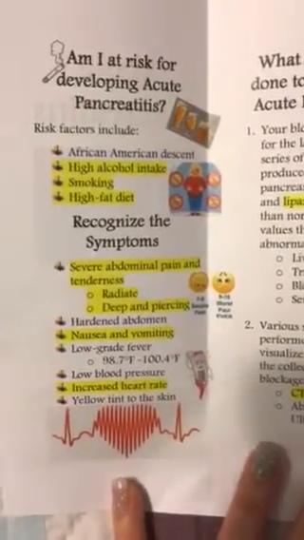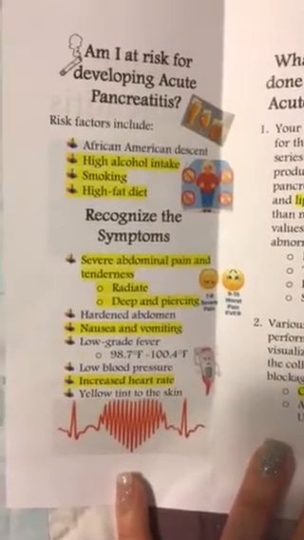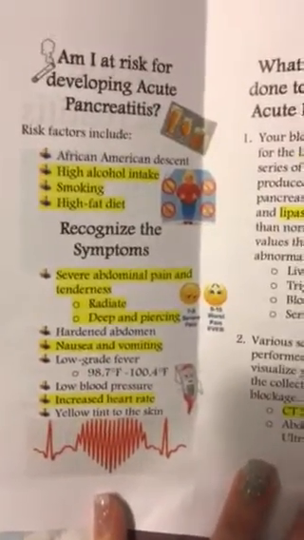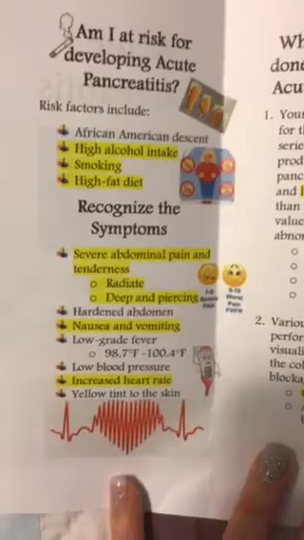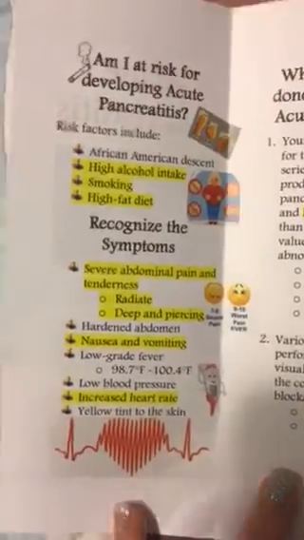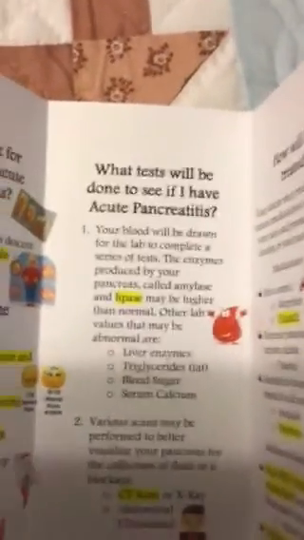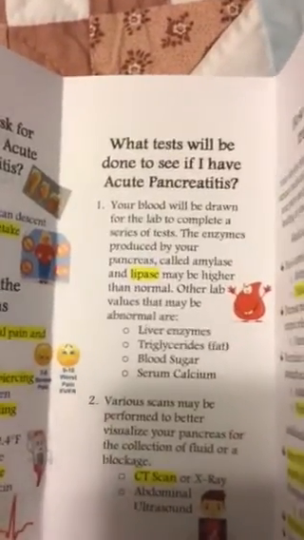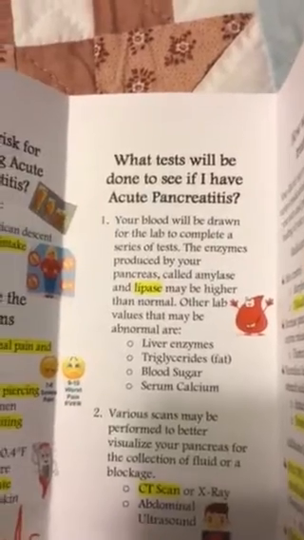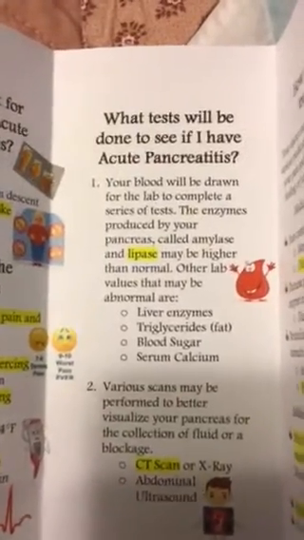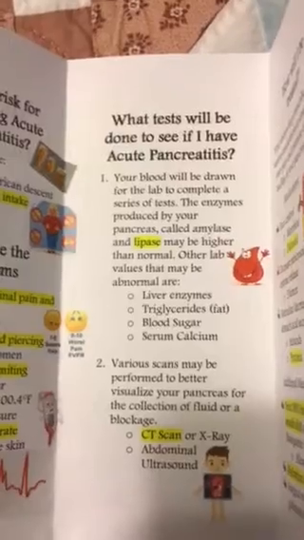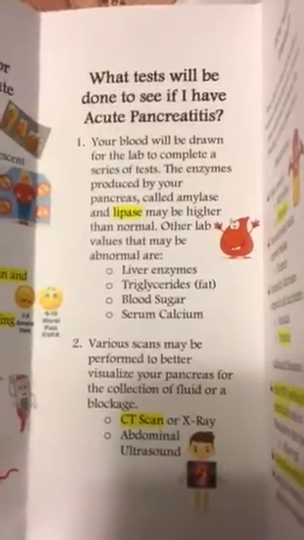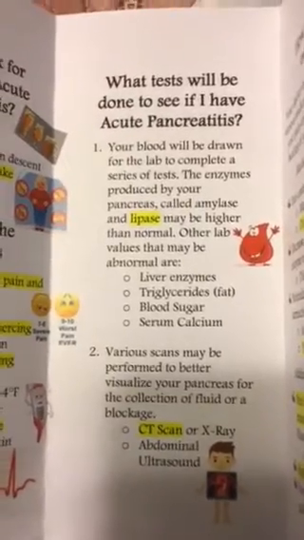Recognizing the symptoms: severe abdominal pain and tenderness, radiating and deep and piercing, hardened abdomen, nausea and vomiting, a low-grade fever, low blood pressure, increased heart rate, and a yellowish tint to the skin. So then what tests can be done to see if I have acute pancreatitis? So first there's that blood draw, which tests a series of different lab tests. And then it highlights the amylase and lipase. His lipase was elevated. Other enzymes that can be abnormal are the liver enzymes, triglycerides, blood sugar, and serum calcium.